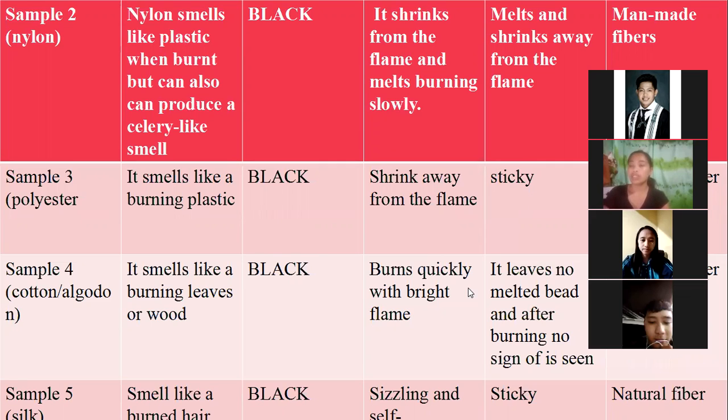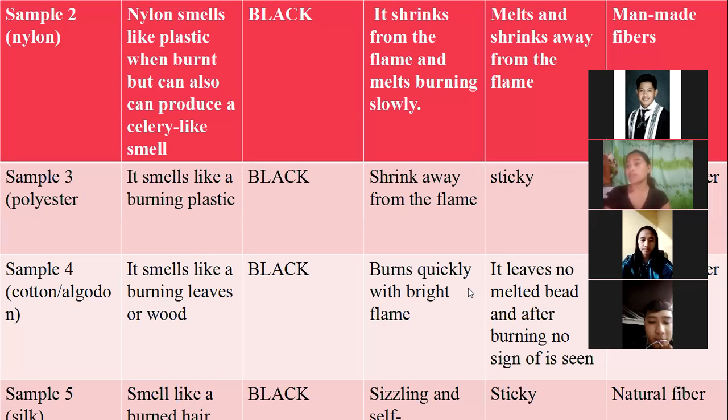The next sample is cotton, or algodon. The odor of fume is that it smells like burning leaves and wood. The color of ash is black, and the manner of burning is that it burns quickly with a bright flame. Appearance of the burnt end: it leaves no melted bead. Classification of fiber is cellulose fiber.